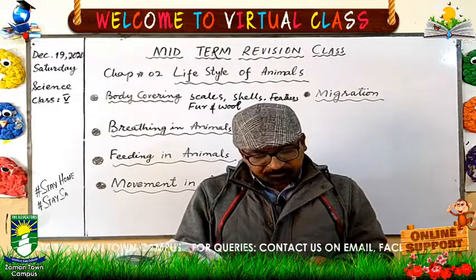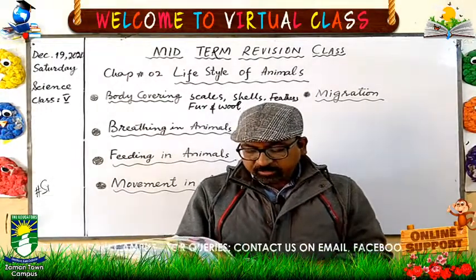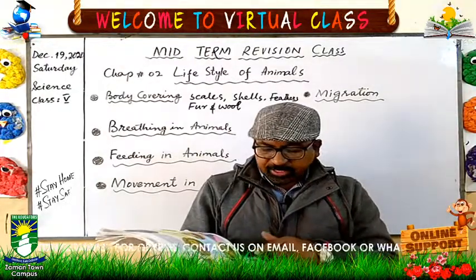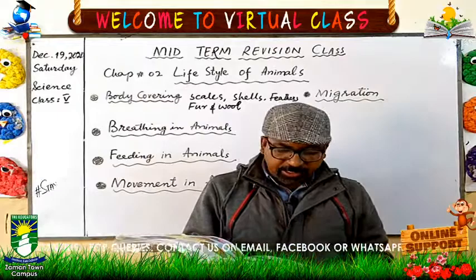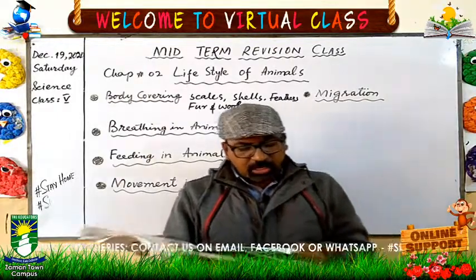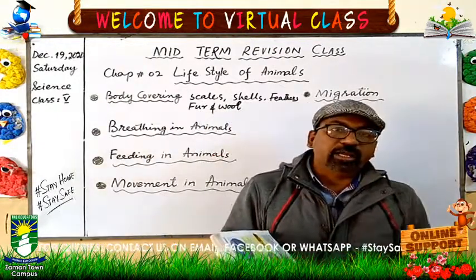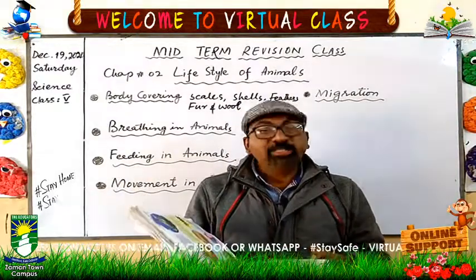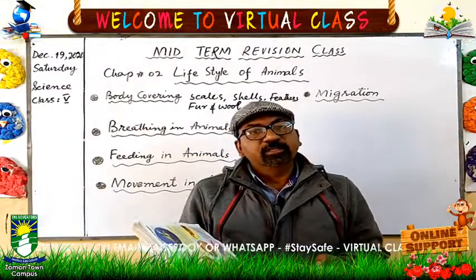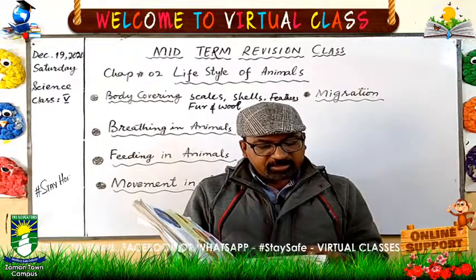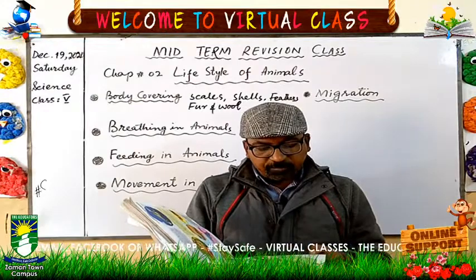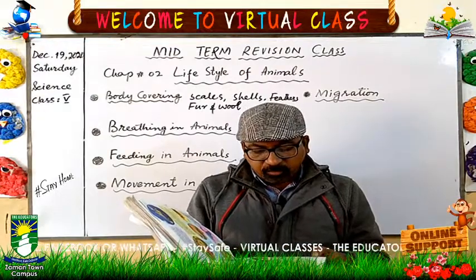See the horse at page number 18. The front two legs are called forelimbs, and the back two legs are called hind limbs. Horse, cow, dog, and a lot of other animals have four limbs, means the animals having four legs. These animals use all four limbs to move.